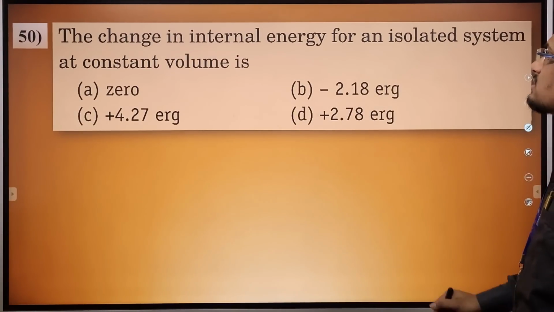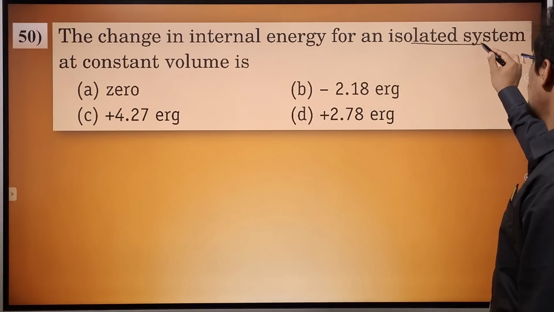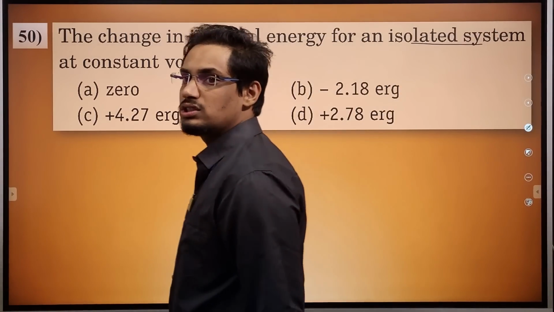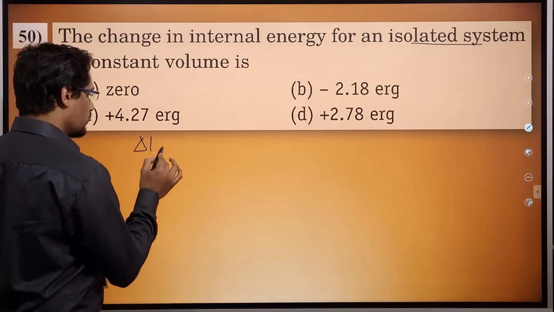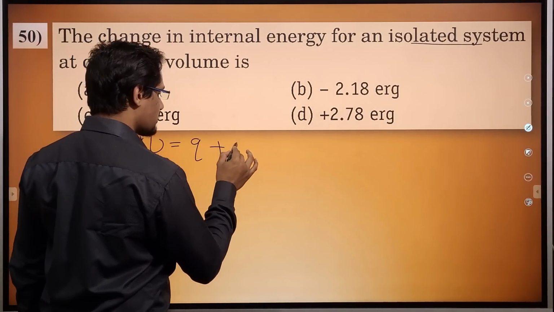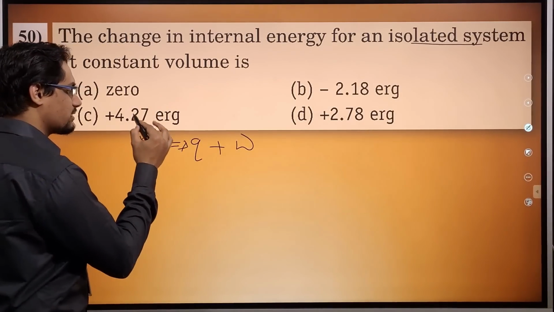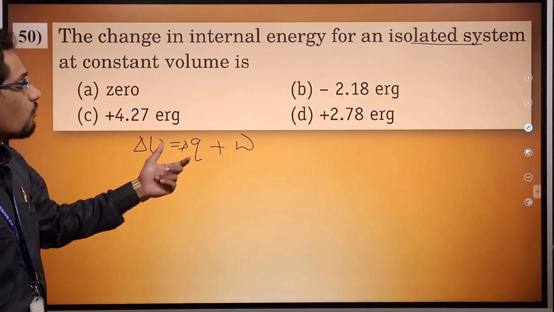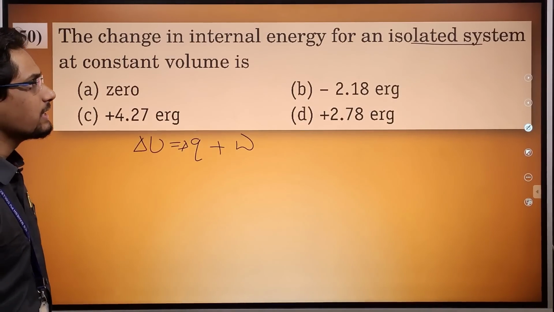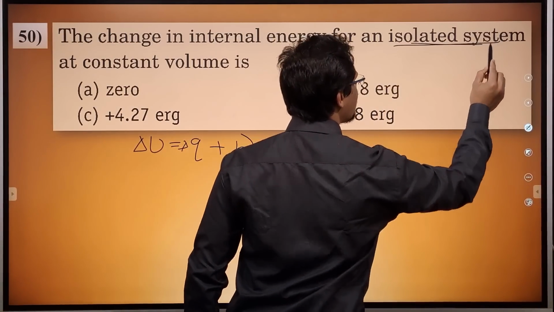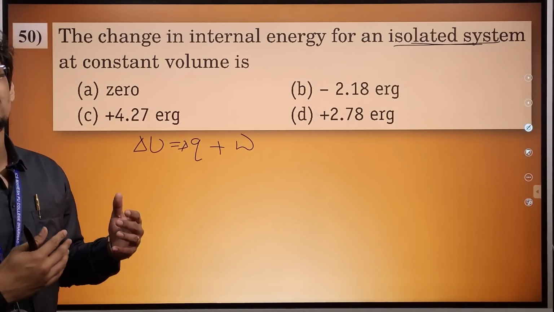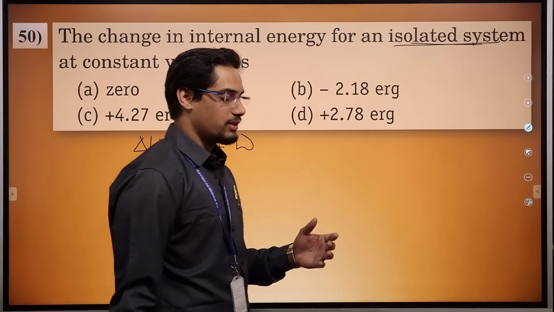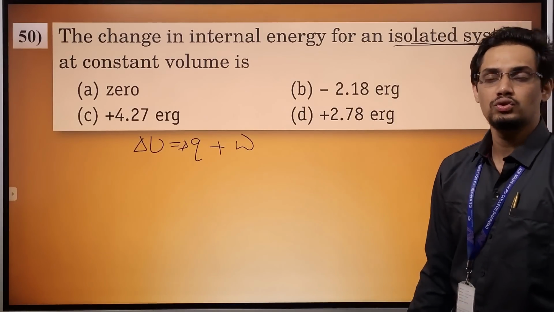Next question. Change in the internal energy for an isolated system at constant volume. We know the formula delta U is equal to Q plus W. See, what is the change in heat for an isolated system? As we know, an isolated system stands for an adiabatic system. There is no change in the heat. There is no change in the matter as well as no change in the heat.